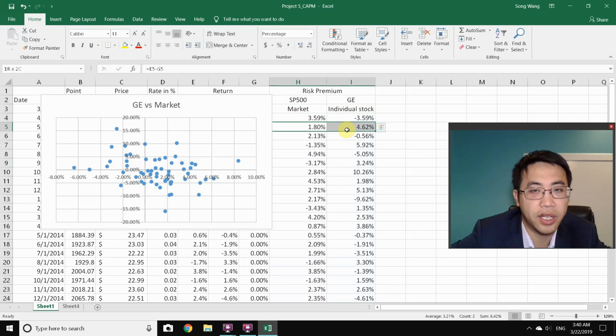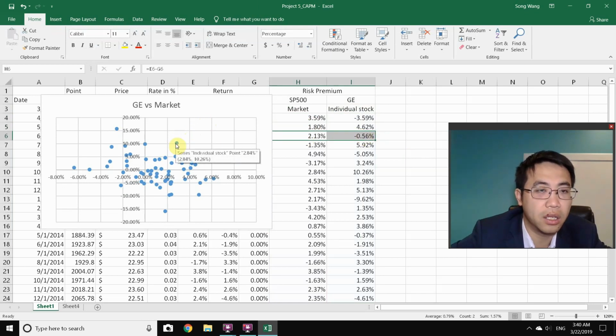Okay, so each dot here is actually a monthly data. So this is a monthly data. This is another monthly data. So each dot on the chart is a monthly data. So you have, let's say, 30 months. Therefore, you have 30 dots plotted on the chart. And then you need to find the best fit line of this chart.